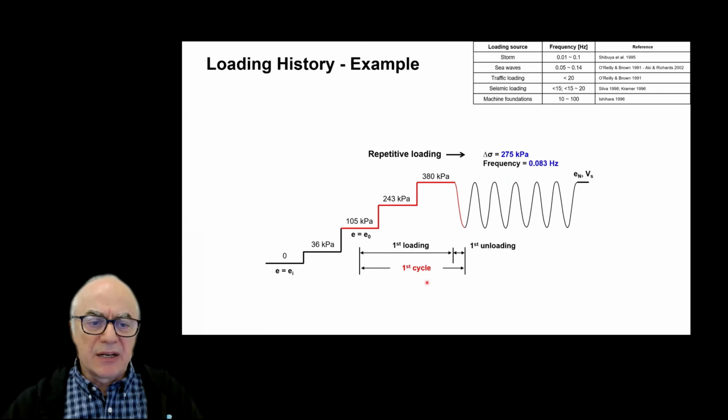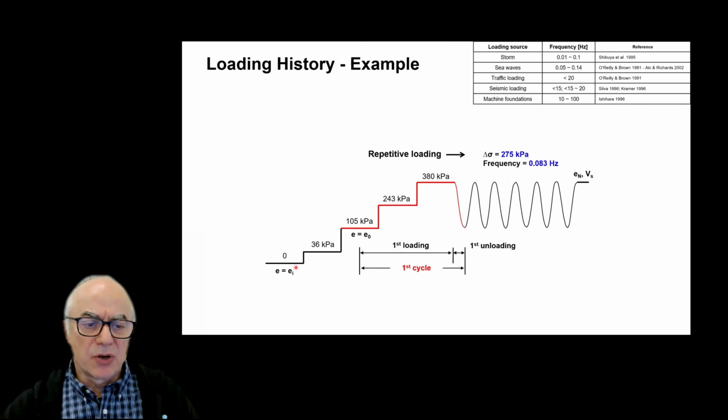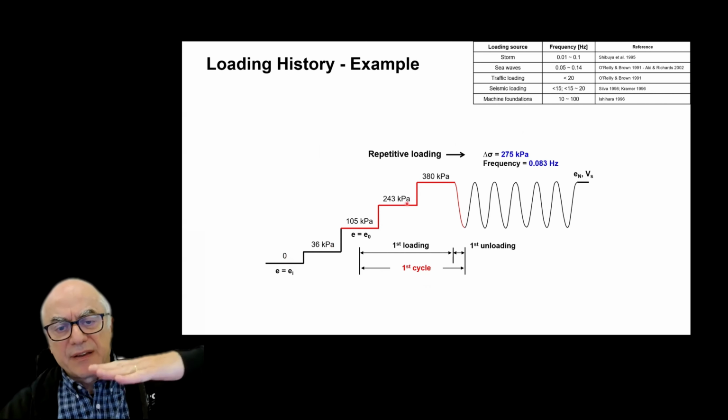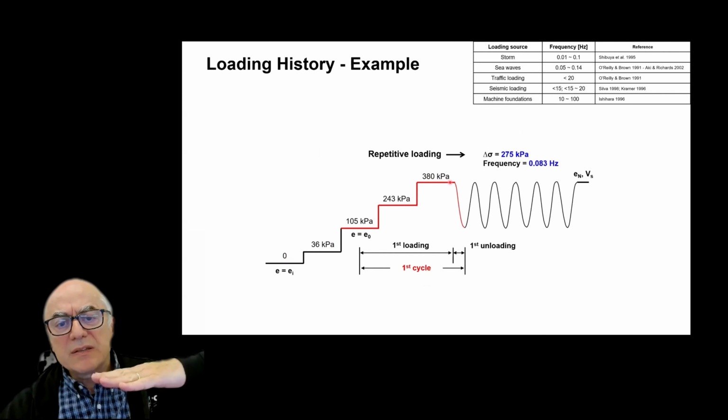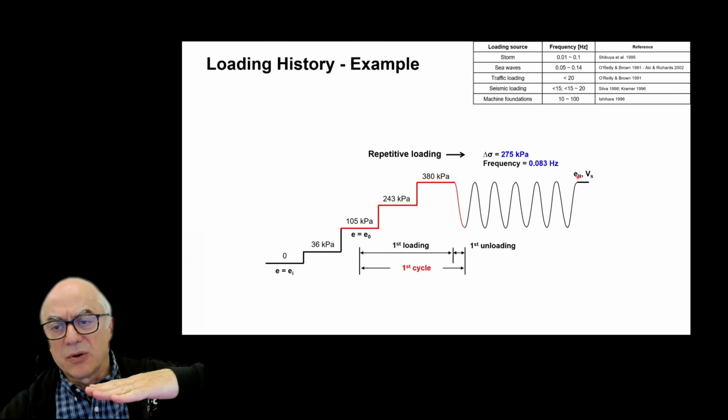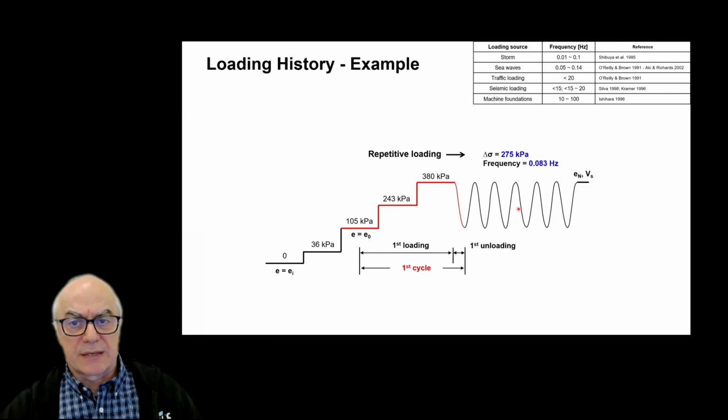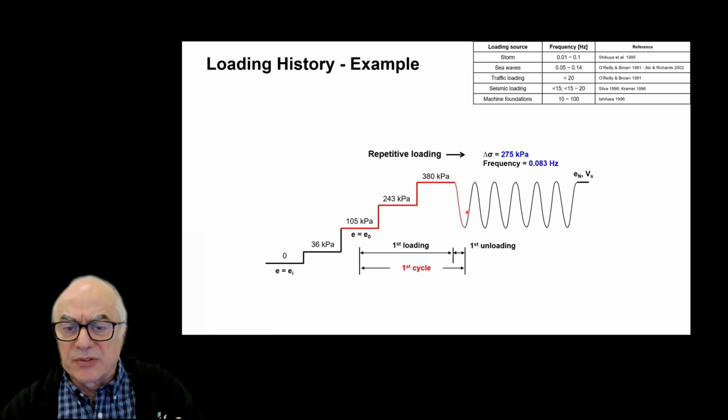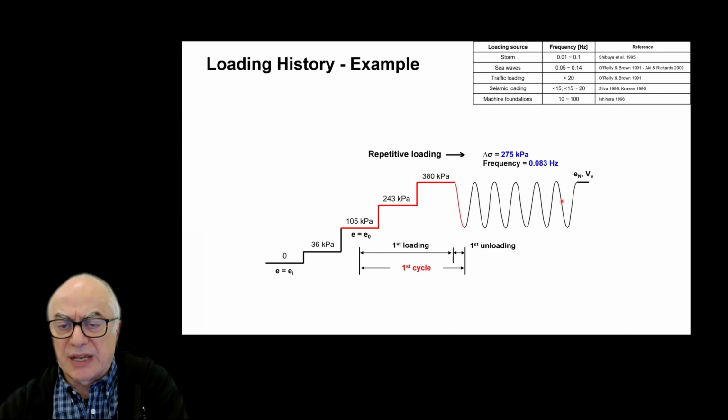So this is a typical loading path. We're going to go in steps, loading to different vertical effective stresses. And then once we reach a certain stress, we're going to oscillate the vertical load with a certain frequency. Now we have to be careful because this may require millions of cycles.